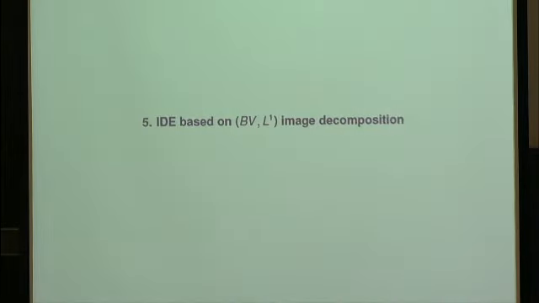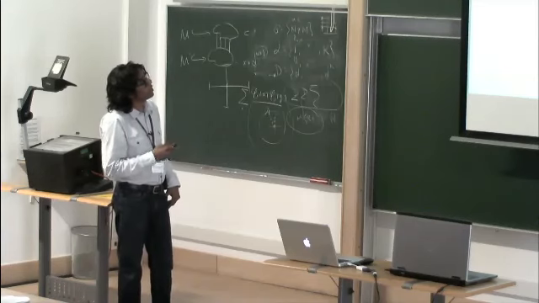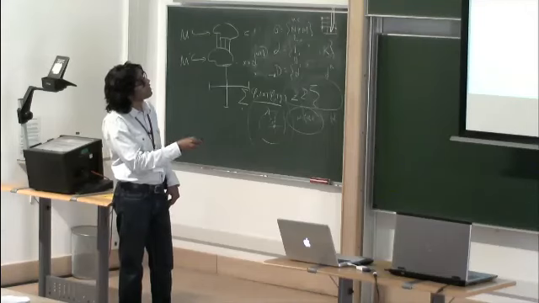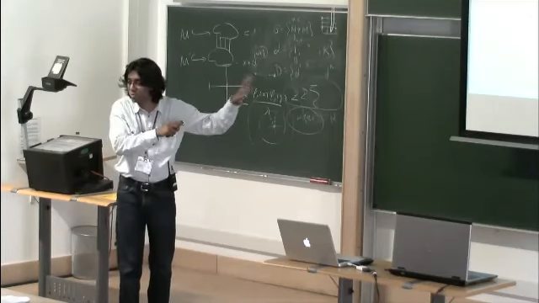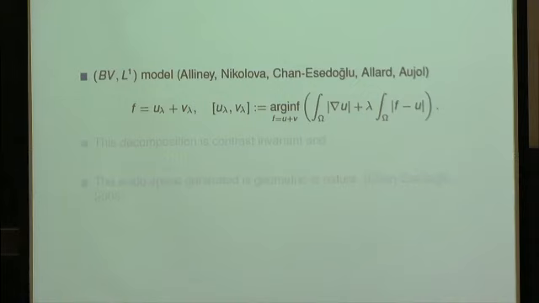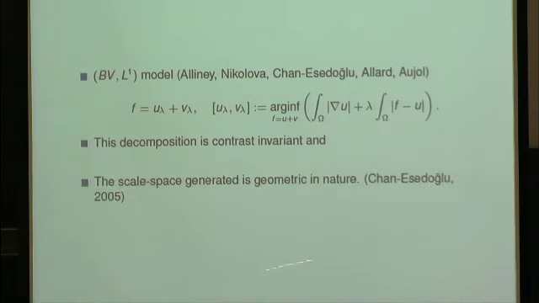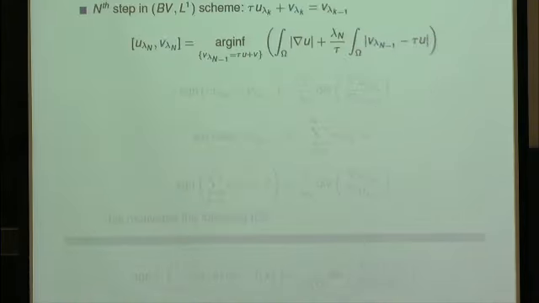So, what happens when we apply this? What do we do if we have the BV L1 decomposition? Let's try to see this. The BV L1 model, there are so many names attached to this model, of course, and this decomposition is contrast invariant, and the space generated is more geometric in nature, which is the result of Yin and Osher, 2005, a fantastic paper. Okay, so this is the BV L1 hierarchical decomposition with intensity quanta.